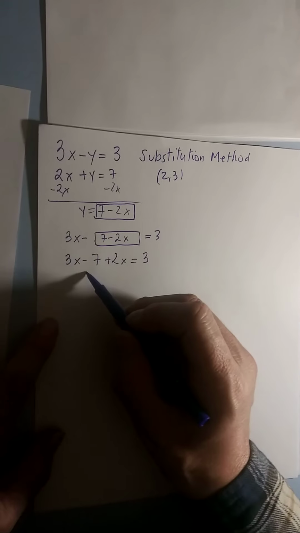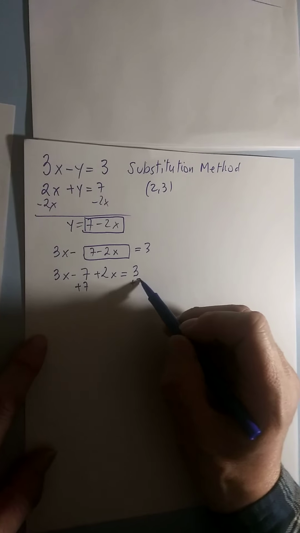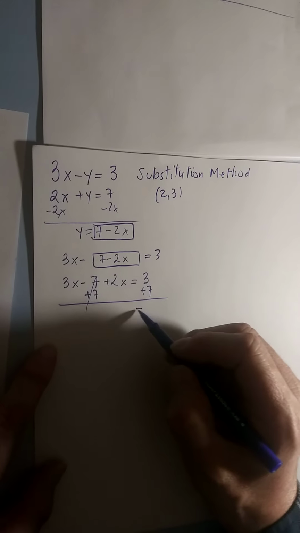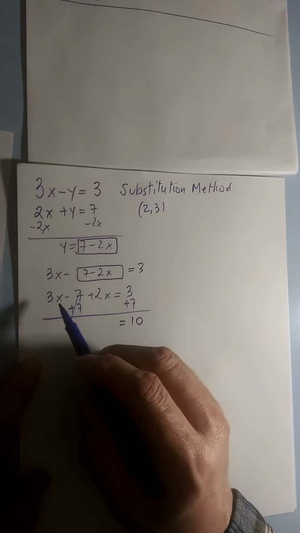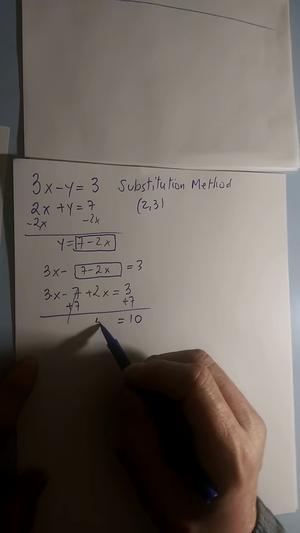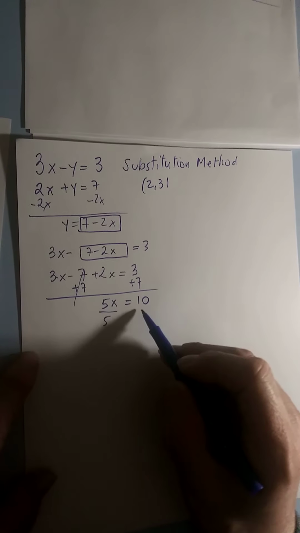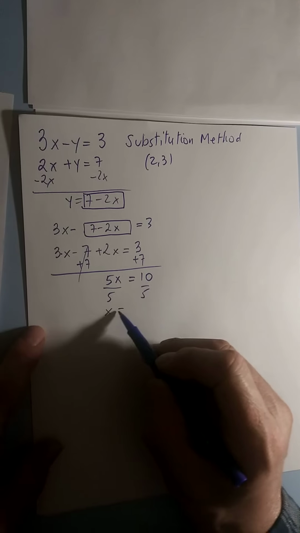Okay, add 7 to both sides. The 7's cancel. On the right side we have 3 plus 7, which is 10. On the left side we have 3x plus 2x, which is 5x. 5x equals 10 can be solved by dividing both sides by 5. So x equals 2.